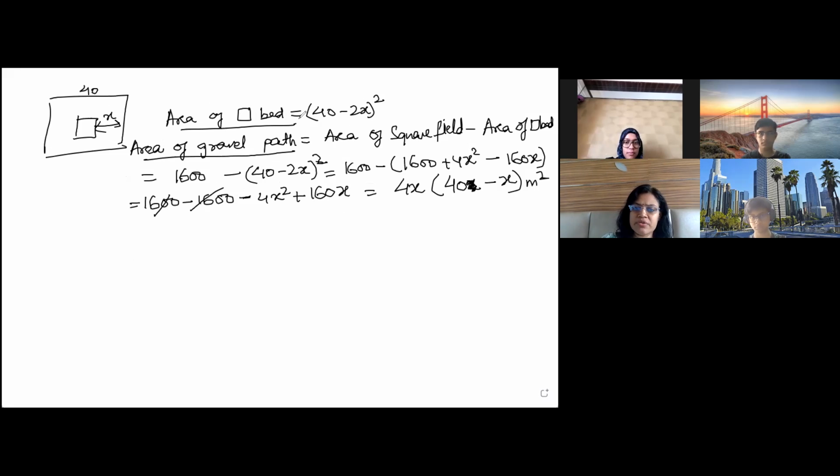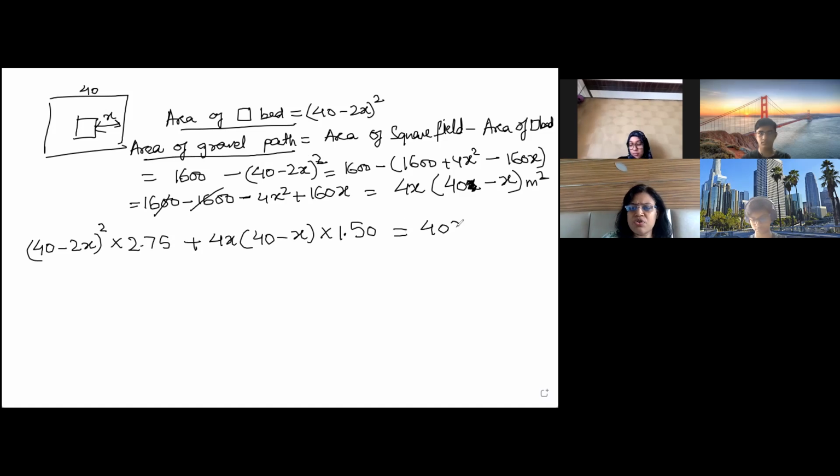Square flower bed, the rate is 2.75. So it is given, according to the question, (40 minus 2x) whole square into 2.75, plus the area of the gravel path. So it is 4x into (40 minus x) multiplied by the rate, which is 1.50. The total cost is given as 4020. So the total cost is this.